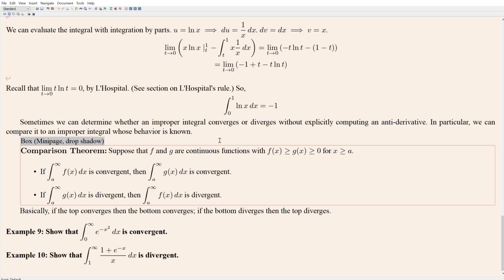So here we've got the comparison theorems. Suppose that f and g are continuous functions, and f is always larger than g. So f is bigger than g. And also they're all positive. This only works if everything is positive. And x is greater than or equal to a.